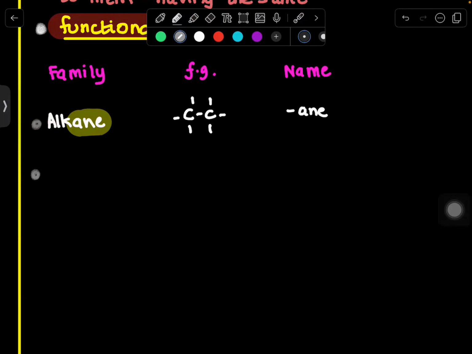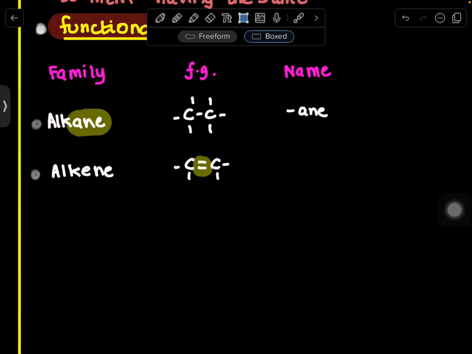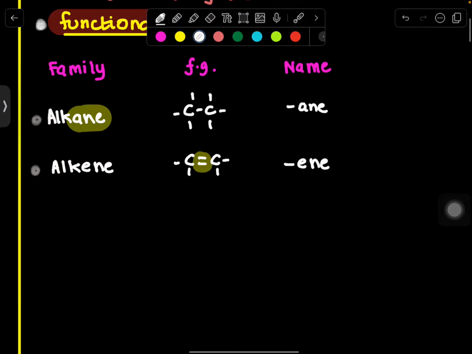The next one is an alkene. The functional group in alkenes is the double bond between the carbons. So this guy right here is important. What do you think? What is the suffix of alkenes? Like, what do their names end with? Yes, ene. So you will have ethene, propene, butene, etc.